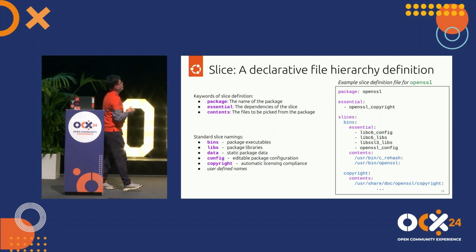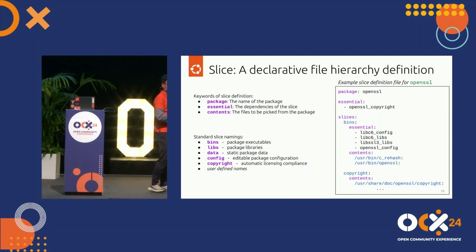A slice definition file will look like the code box on the right-hand side. Basically, we have some keywords for the slice definition. For example, package, which is the name of the package that you normally install with apt. And also essential, which means the dependencies of the slice. Then contents means the files to be picked from the package.